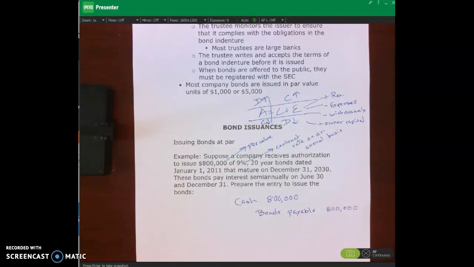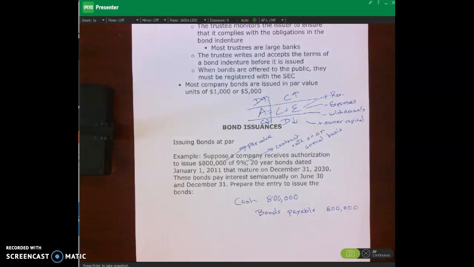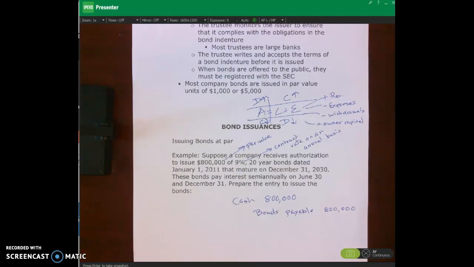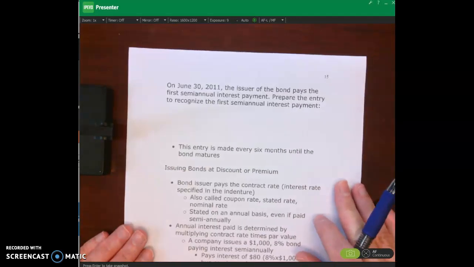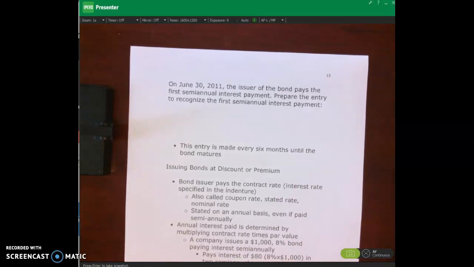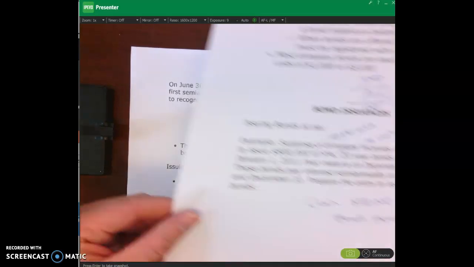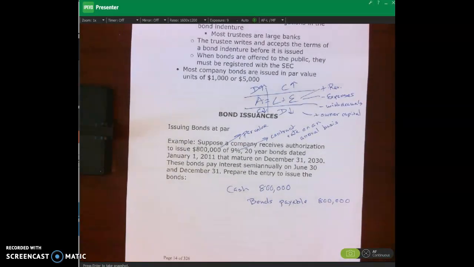Liabilities also go up by $800,000. So now let's look at the journal entry to prepare the first semi-annual interest payment. Okay, so our first semi-annual interest payment, remember, if we look over here, I'll put this page back.